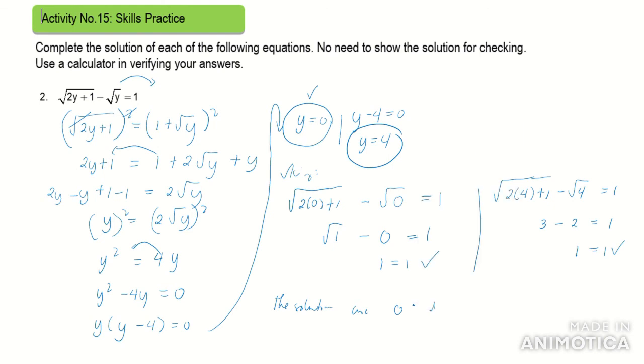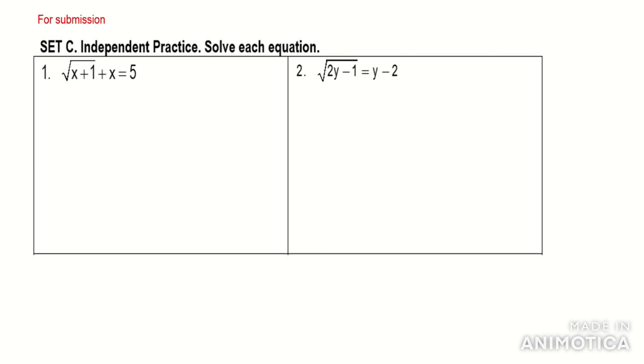So always check the solution. Okay, you can just make use of a calculator to verify all your answers. So for submission, kindly answer set C items 1 and 2.